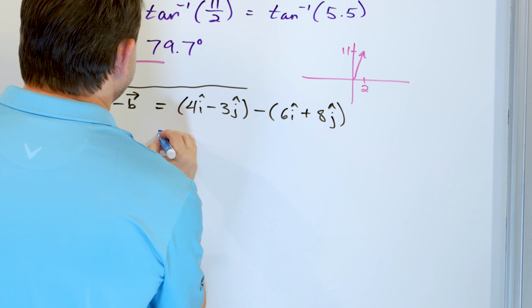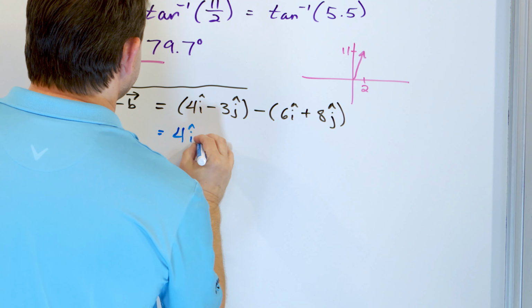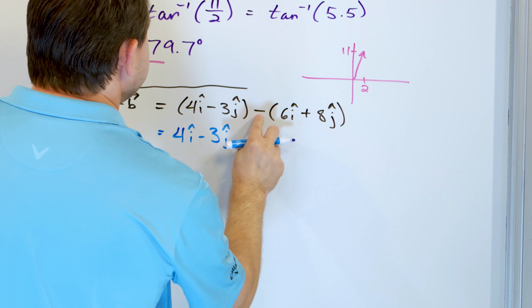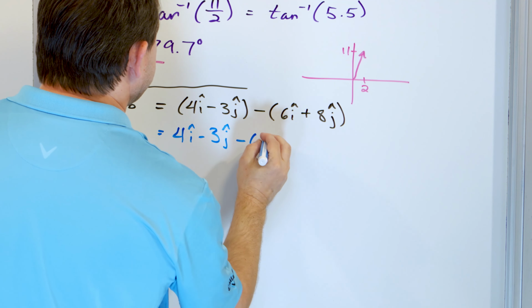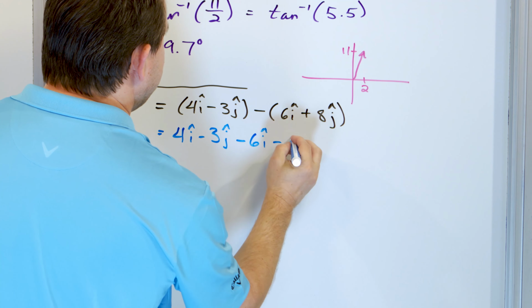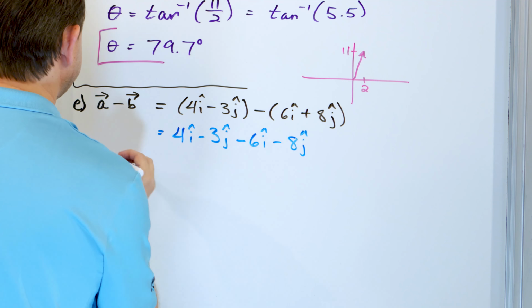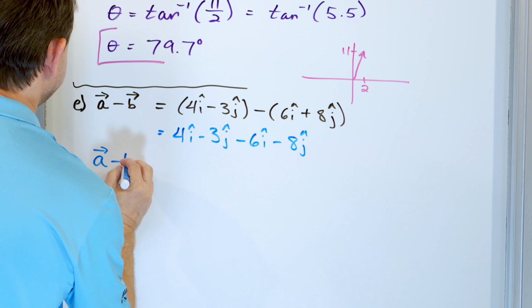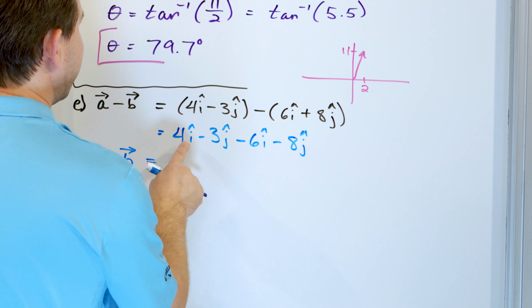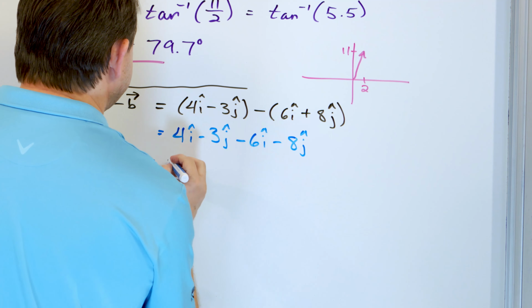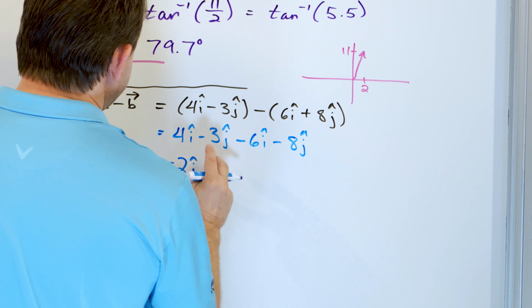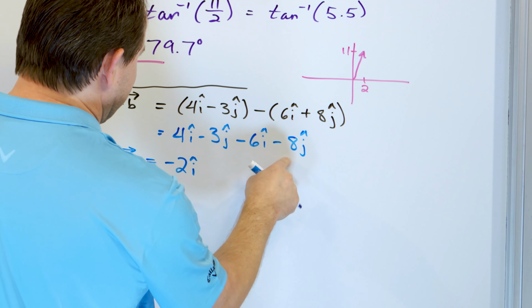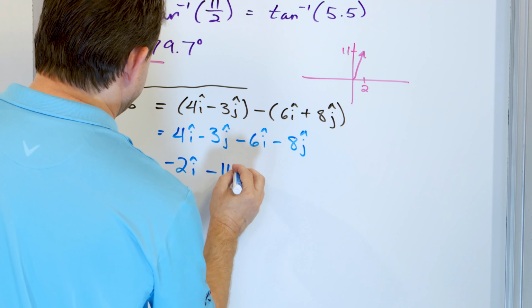So what we're going to get is 4i minus 3j. This becomes a negative 6i, and this becomes a negative 8j. Now we can do it. We have a minus b. Right? So what do we have? The 4i and the negative 6i, negative 2i. And then we have negative 3j and negative 8j, which means negative 11j.